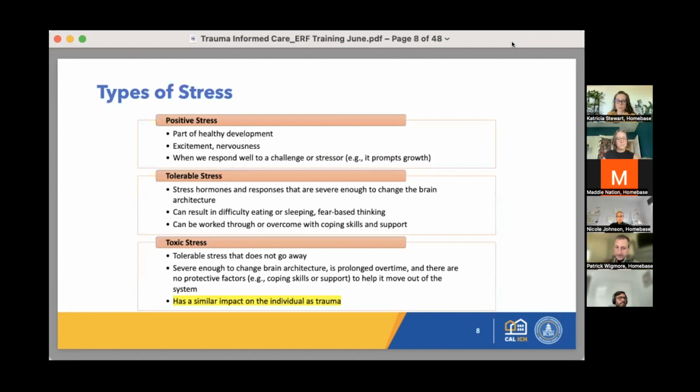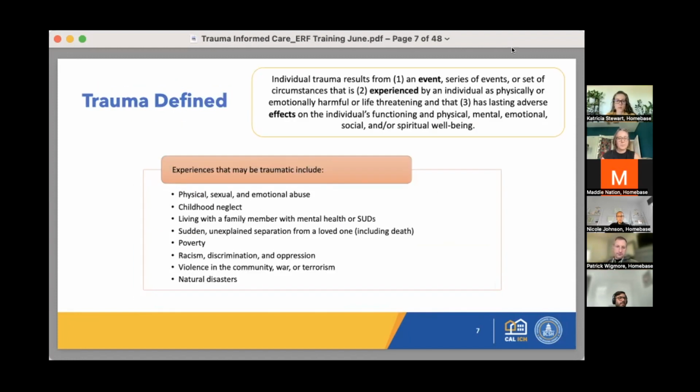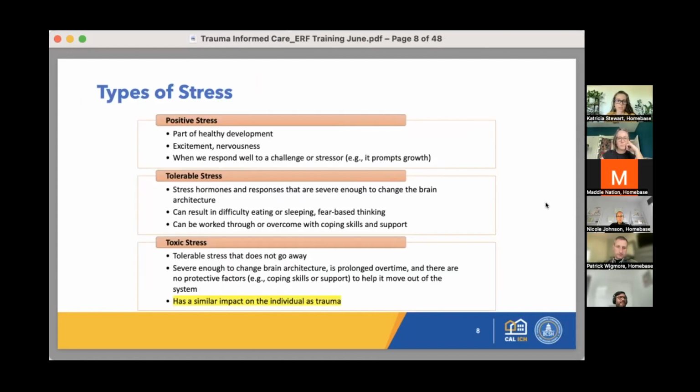I want to talk a little bit about types of stress, though, because all these events listed on this slide that can be traumatic are not the only way that someone can experience trauma and the effects of trauma. So first, there's positive stress. Positive stress is part of healthy development. It can include some excitement and nervousness. And positive stress is when we respond to a challenge or stressor well. It prompts our growth. So not all stress is bad stress.